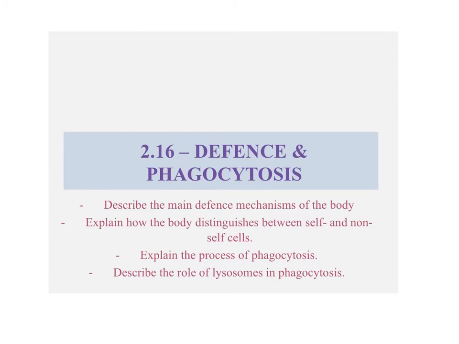So this is lesson 2.16, defense and phagocytosis. We're going to be looking at the main defense mechanisms of the body. We're going to look at self and non-self. We're going to have a look at phagocytosis, and then look at the role of lysosomes in phagocytosis. Lysosomes, you'll remember, are the membrane-bound vesicles that we find inside our cell. If you're not sure about that, maybe you should take a look over the cell organelle stuff from the beginning of Module 2.